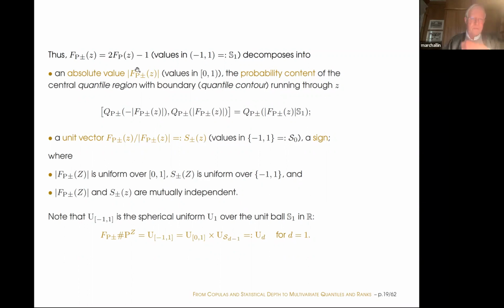So you have that this f plus minus decomposes into an absolute value, which is the probability content of that central quantile region, and a unit vector, which we denote as s plus minus, which has values either minus 1 or plus 1, so values on the unit sphere in R, and that is a sign. Okay, and that absolute value is uniform over 0, 1. The sign is uniform over the two values minus 1 and 1. That is, it is uniform over the unit sphere in R, and they are mutually independent. Okay.